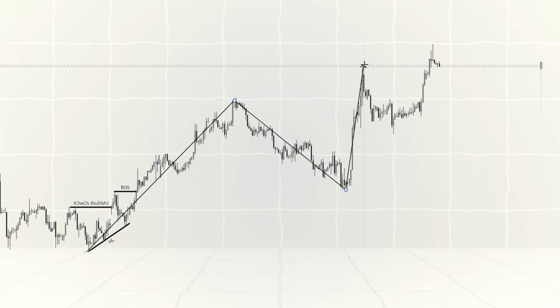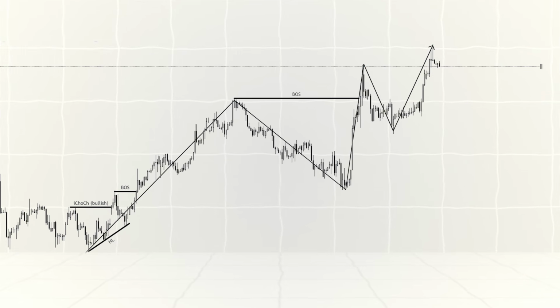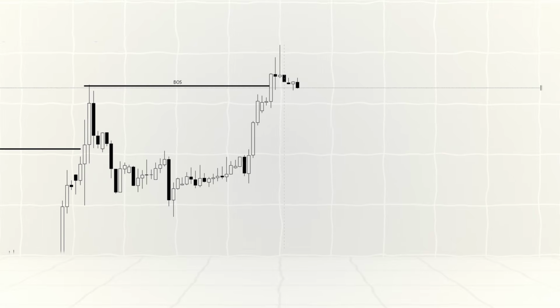After that, price pulled back, with the pullback holding above the previous one, and then delivered a final impulse upward. This impulse establishes the most recent external bullish break of structure visible on the chart.